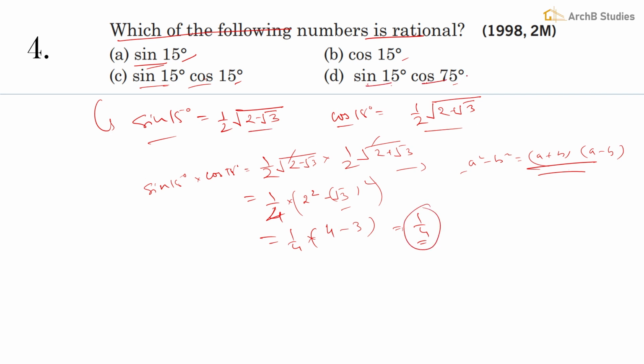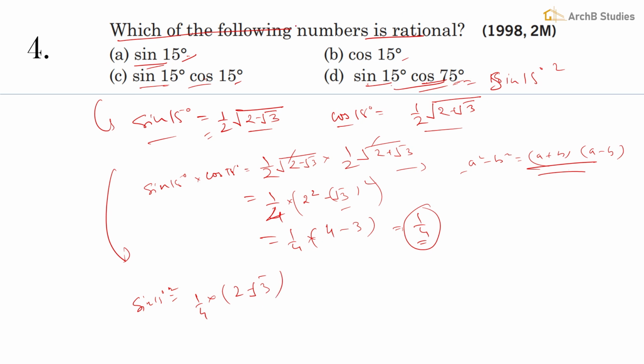So sin 15 cos 75 degrees. We can find the value by applying a simple logic. We can write cos 75 degrees as equal to cos of 90 minus 15 degrees, which will become sin 15 degrees. So this will be equal to sin 15 degree square, which is this one. If you square also, sin 15 degree square, 1/4 into 2 minus root 3.